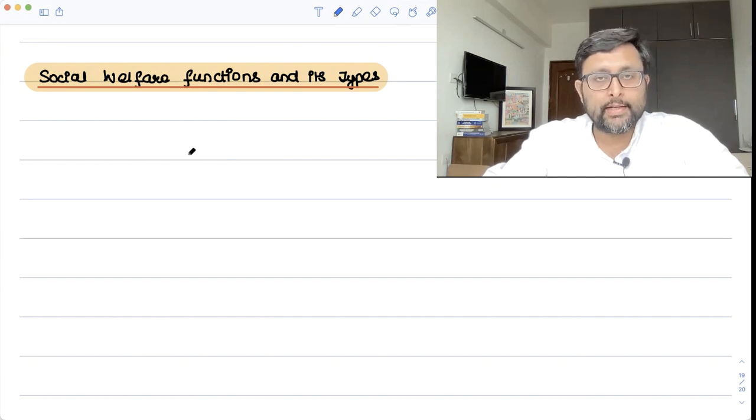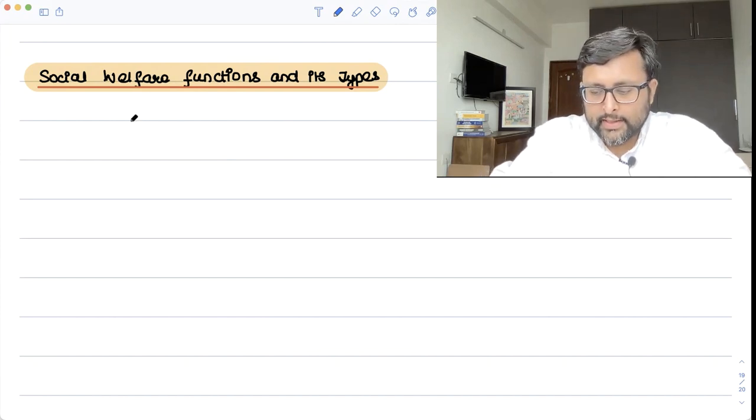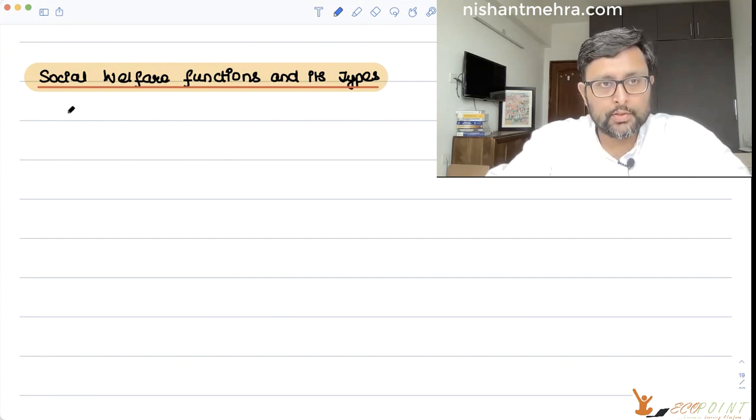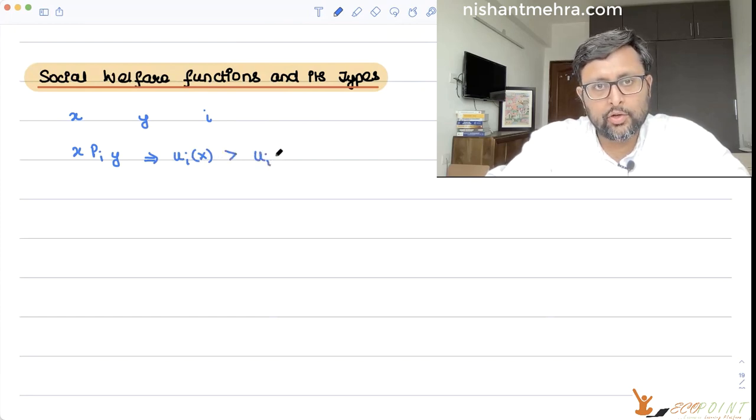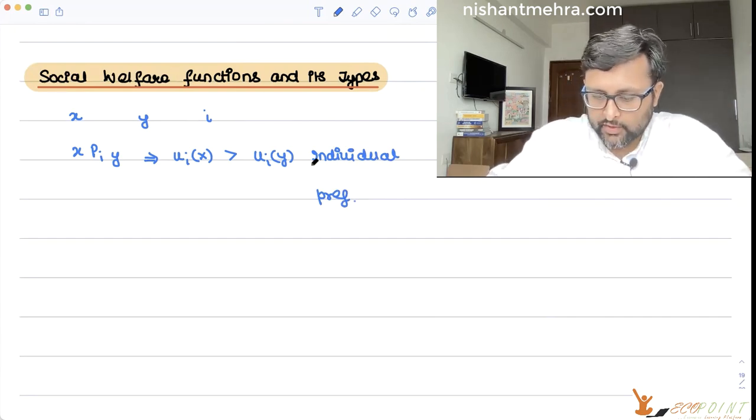Social welfare function and its types. Let us say that there are two allocations, X and Y, and there is an individual I. Individual I strictly prefers X to Y. This would imply that the utility which individual I is getting from X is strictly more than the utility which individual I is getting from Y. So this is an individual preference.